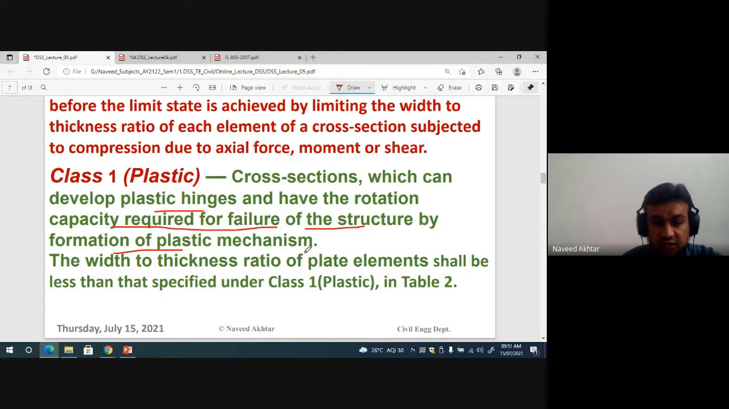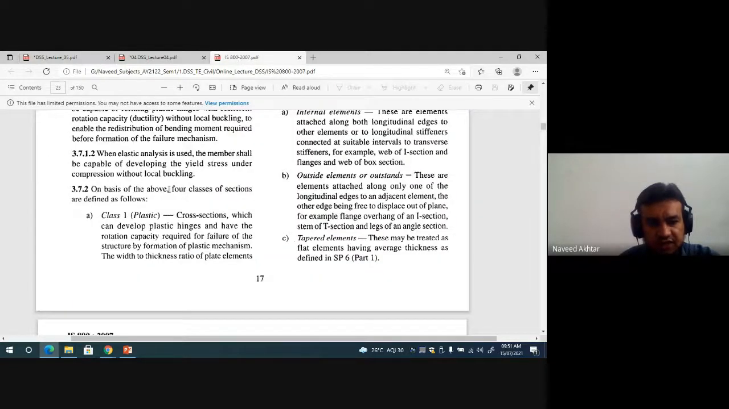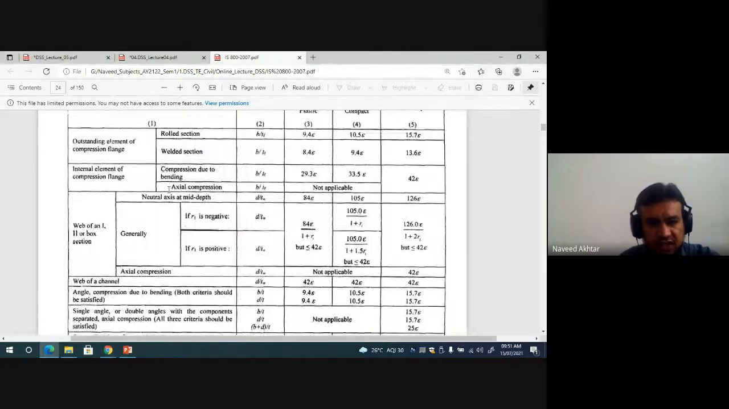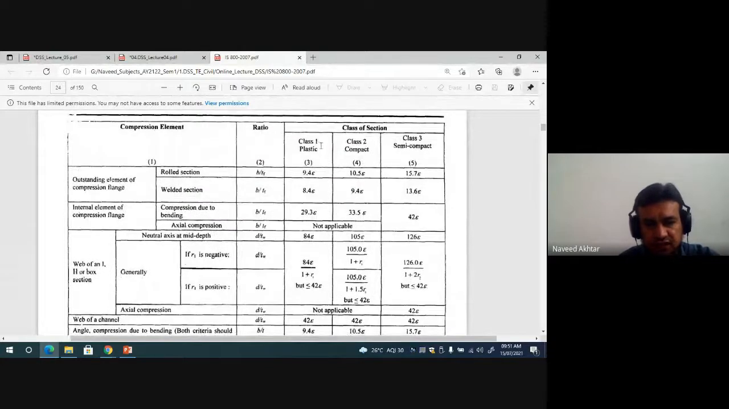So that is nothing but the formation of plastic mechanism, and the width thickness ratio of the plate element shall be less than that specified under class 1 plastic in Table number 2. Table number 2 is already given, you can see here, class 1 plastic.